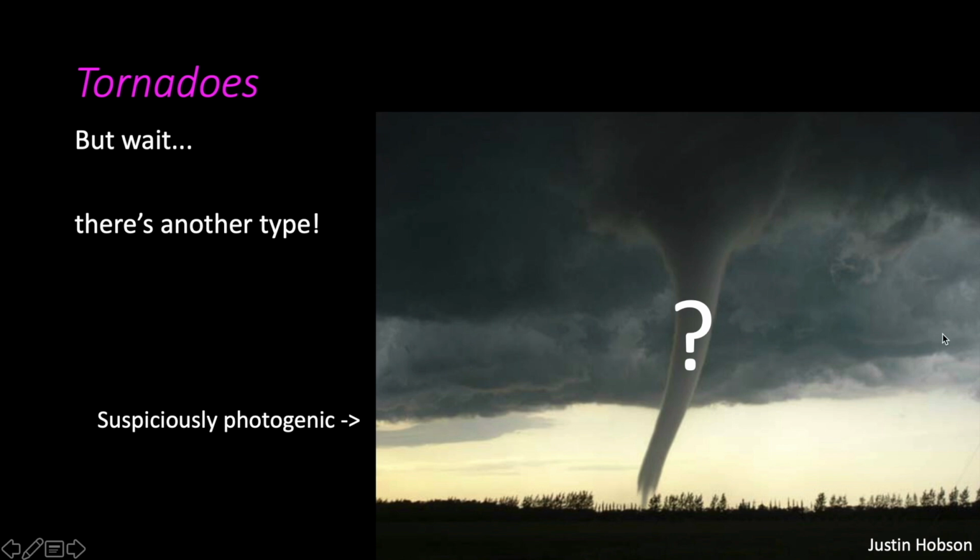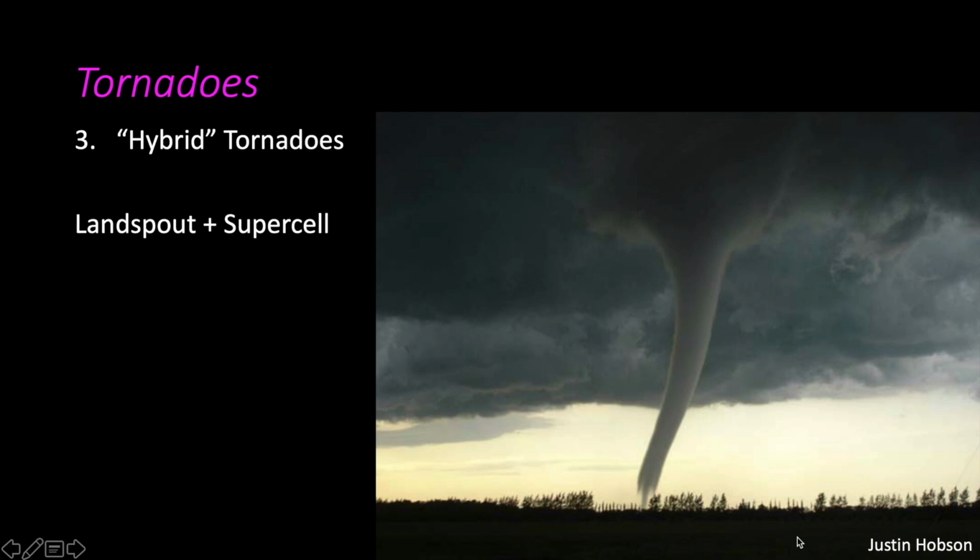So what are these? Well, it's possible that they might actually be both. I've typically heard the word hybrid being thrown around to describe these things as kind of a cross between a landspout and a supercell. But that doesn't make forecasting these things any easier. So how do you do this? Well, I've kind of learned to combine my workflow between landspout forecasting and supercell tornado forecasting.